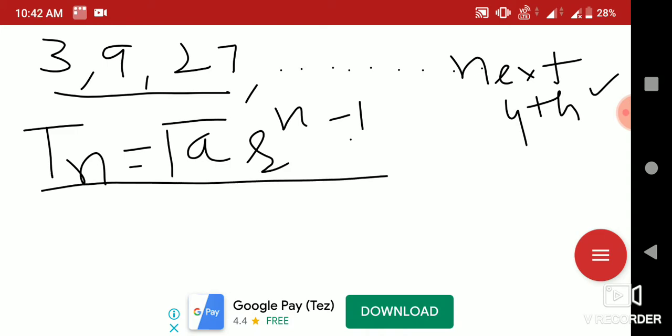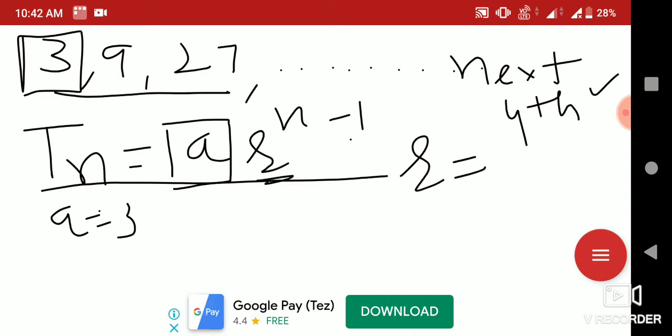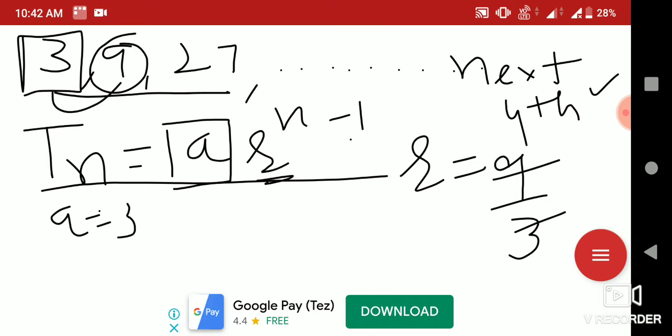So what is A? I already said A is your first term. That means A is equal to 3. And what is R? How can we find R? R is equal to 9 divided by the previous term. We know it is in GP, so we can easily find R. 3 3s are 9. We do not need to check whether it is GP or not.